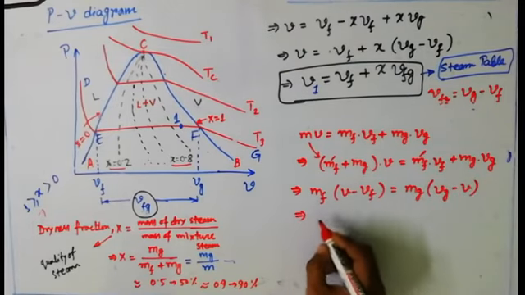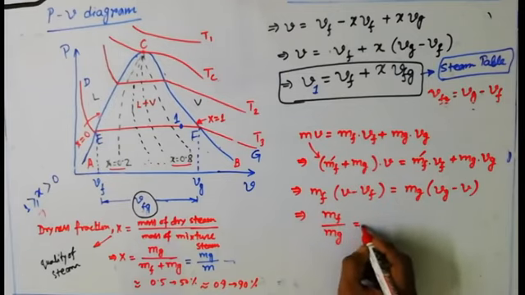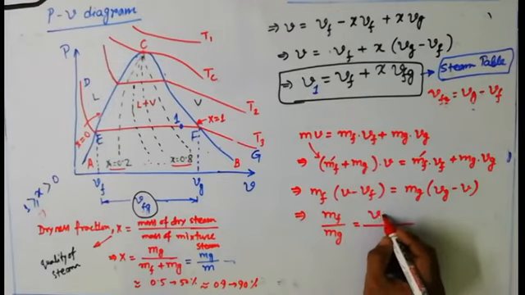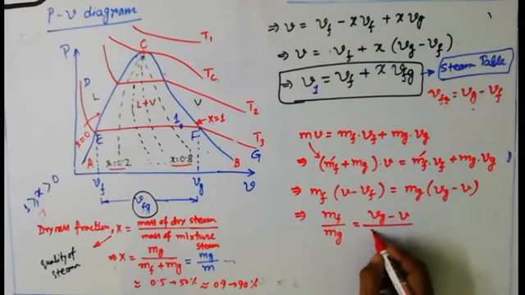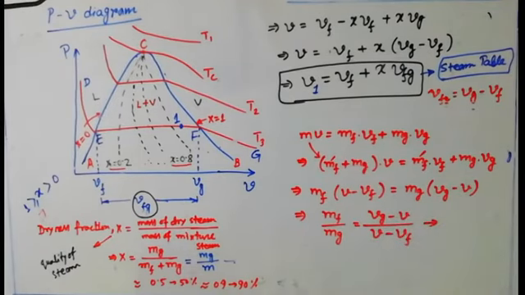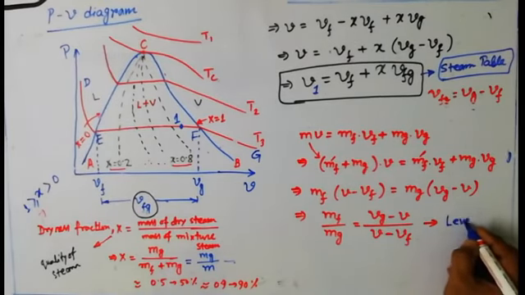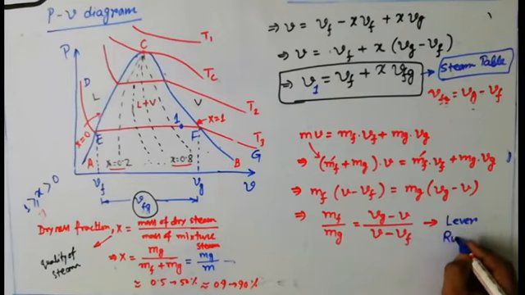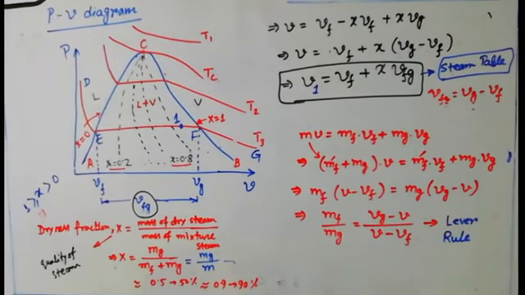So from there you can build a relationship. mf by mg is nothing but equal to (vg minus v) by (v minus vf). That is the relation which is known as the lever rule. Why it is named as lever rule, you can understand from here.